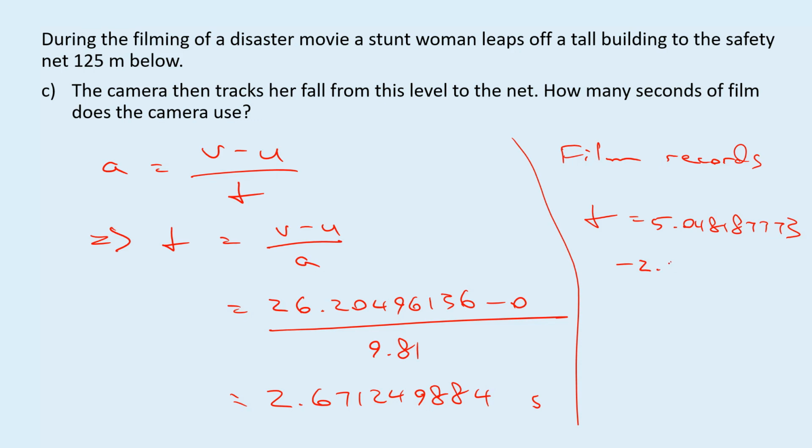So 2.6712498884. And that will leave us the time that she falls from 35 meters down to the net, which is essentially what the question is asking us. And that comes out at 2.38 seconds to 2 decimal places. There we go. So the film records the remaining time, which is another 2.38 seconds.